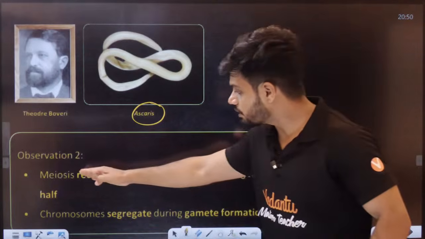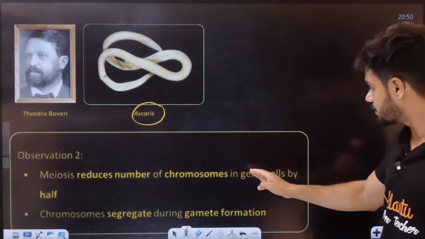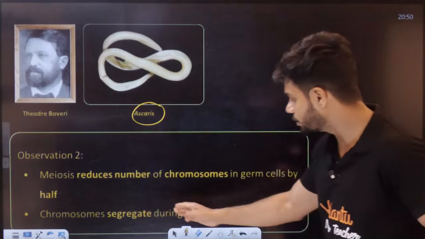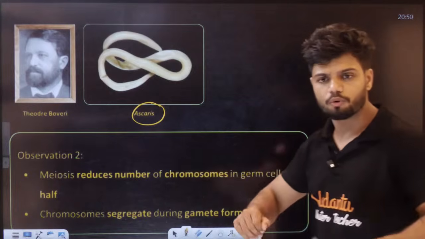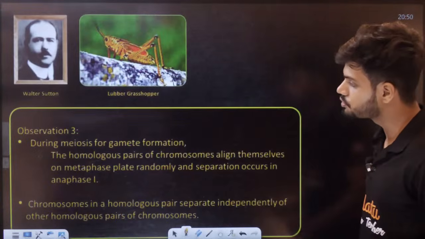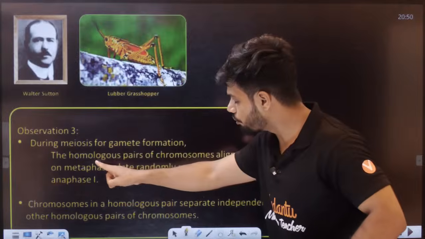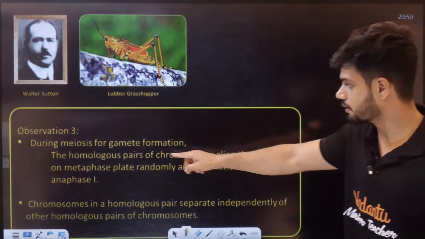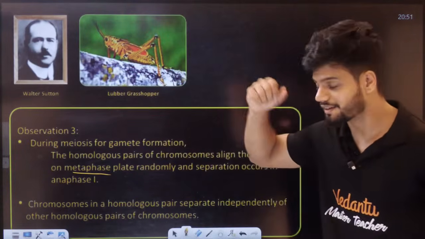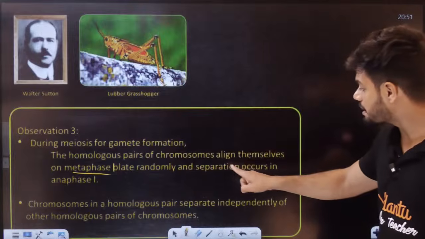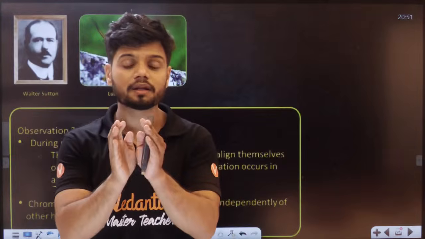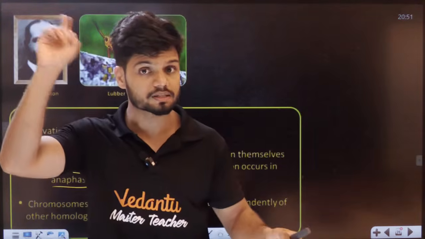He noticed that during meiosis, reduction division of chromosomes in germ cells happens. Chromosomes segregate during gamete formation. All of you know this, right? Sutton also observed that the homologous pair of chromosomes align themselves on the metaphase 1 plate randomly and separate during anaphase 1. So all of you remember, during anaphase 1 the homologous chromosomes separate in meiosis.